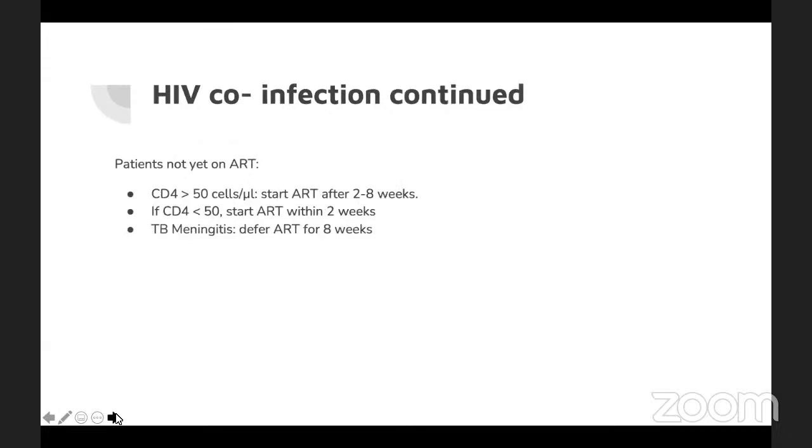If you are not yet on ART and your CD4 count is above 50, it's recommended to start ART after 2 to 8 weeks. If it's below 50, start within 2 weeks. And if you have TB meningitis, defer it until 8 weeks.